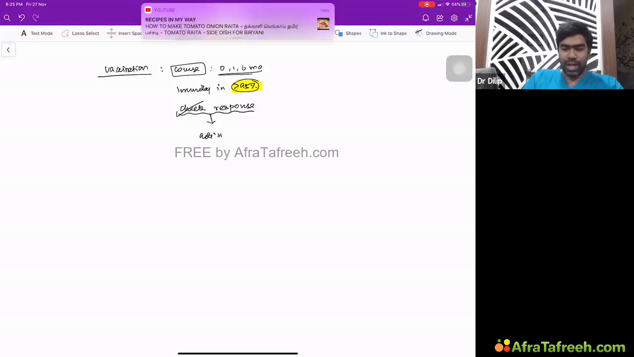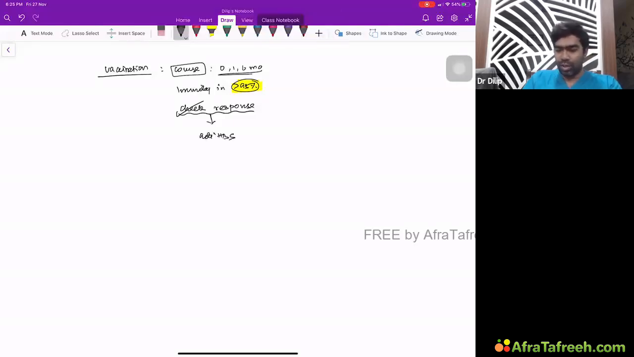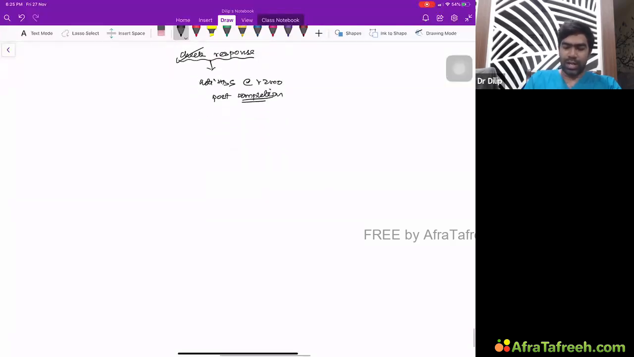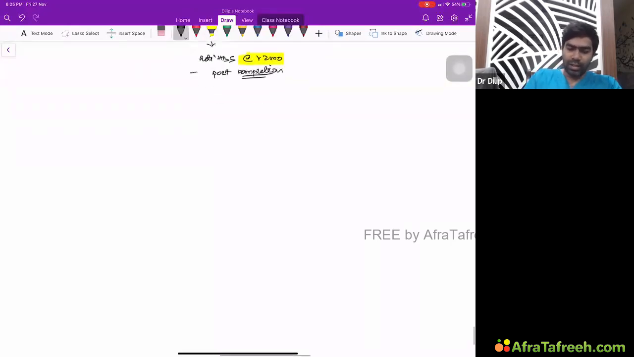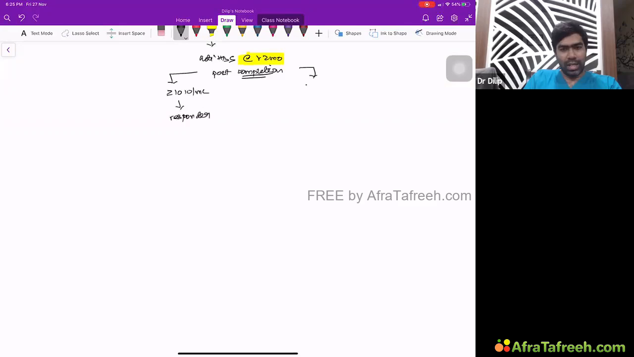Typically, you check the anti-HBs values. Usually, you will be checking at 1 to 2 months post completion of vaccination. Remember, only after the complete vaccine series, you need to check the response. Anti-HBs typically will be done at 4 to 8 weeks, that is 1 to 2 months after the completion of the vaccine. So if the levels are more than or equal to 10 international units per ml, then this is typically a responder. If the levels are less than 10 international units per ml, then we call them non-responders. So this is a definition of a non-responder.